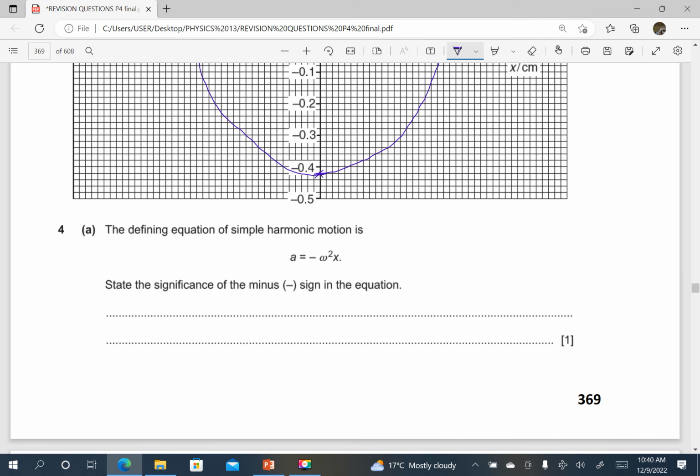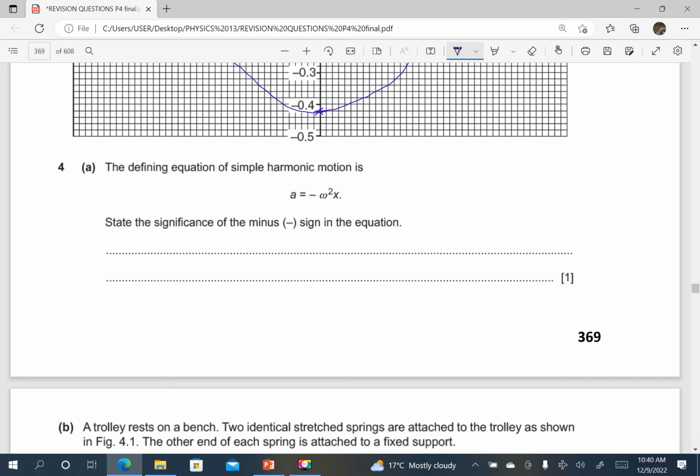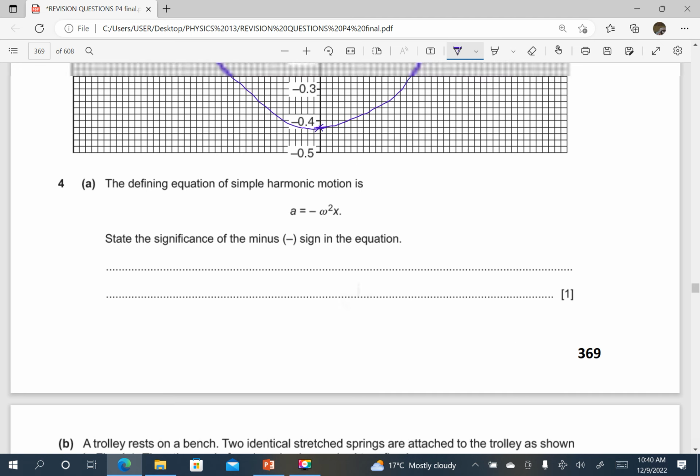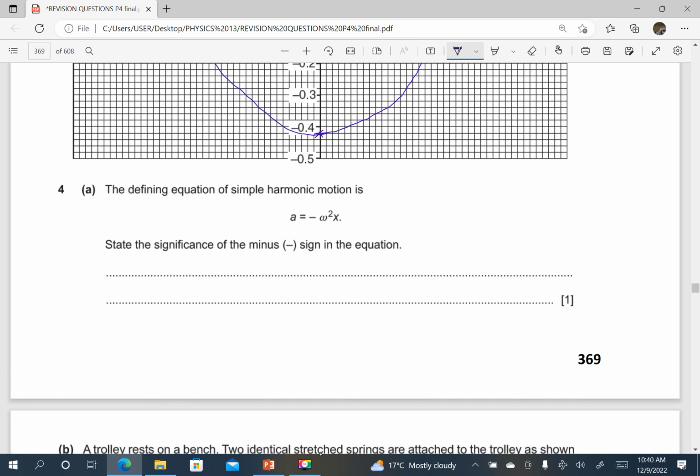The defining equation of simple harmonic motion is given as that. State the significance of the minus sign in the equation. So we now know that the minus sign shows that a and x are in opposite directions. So that means a and x are in opposite direction.